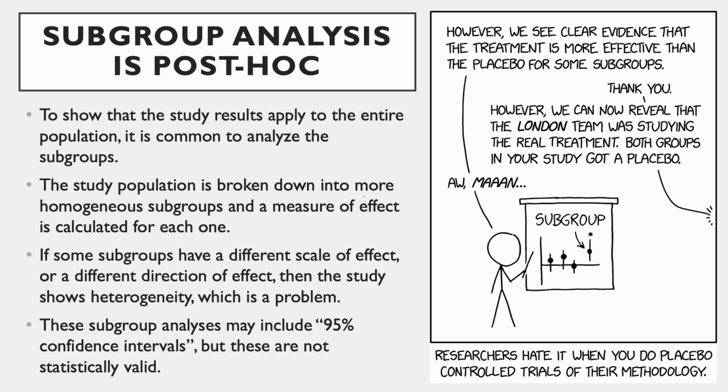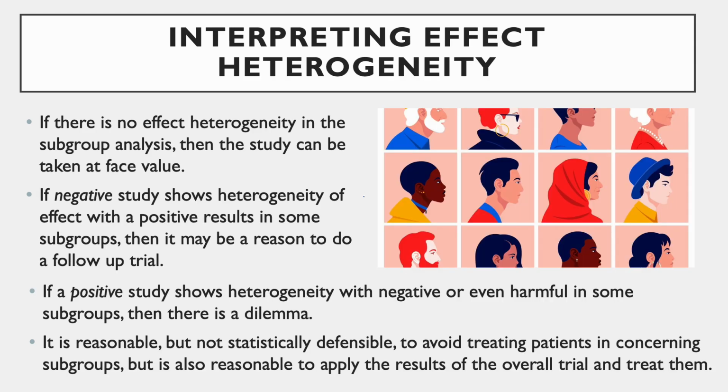Now, these subgroup analyses may also include quote-unquote 95% confidence intervals, but these are not actually 95% confidence tests, and we should not interpret them as saying anything statistically valid about the subgroups themselves. At the end of the study, when the investigators do the subgroup analysis, if there is no effect heterogeneity, then we can just take the study results at face value.